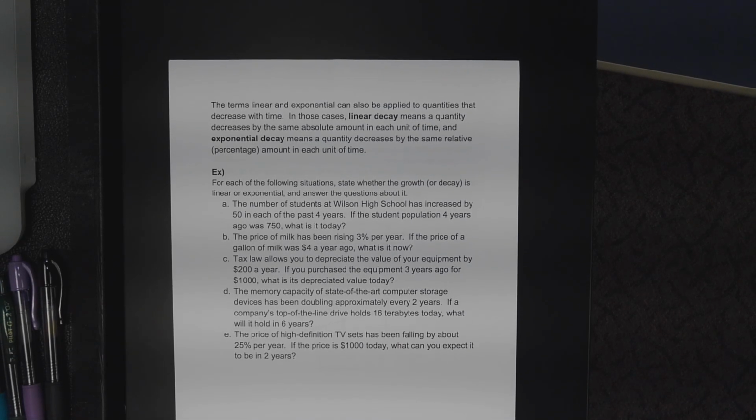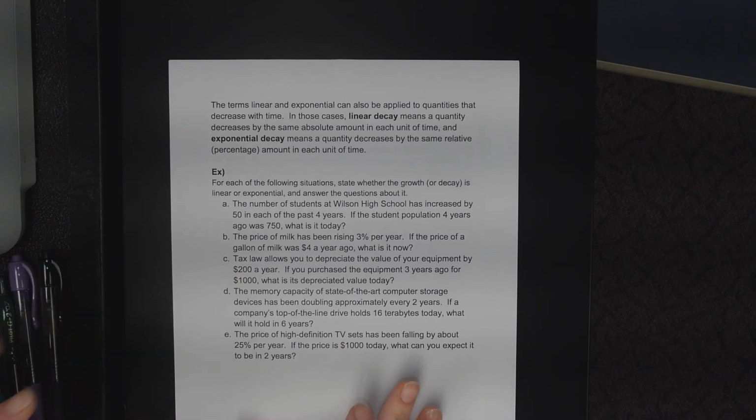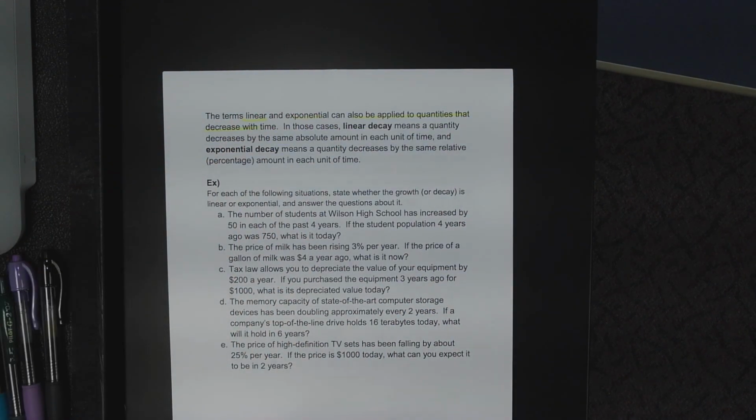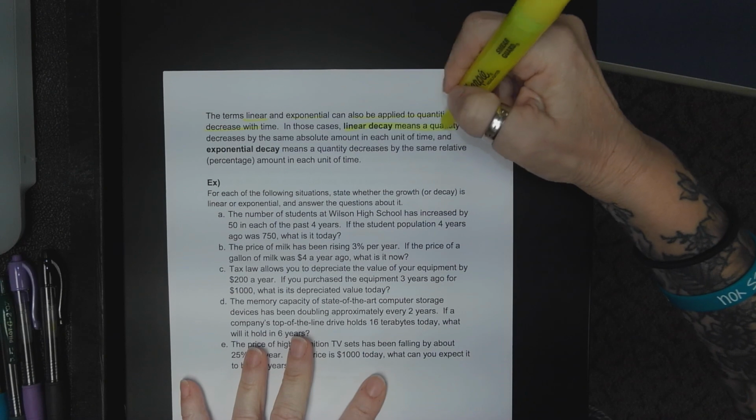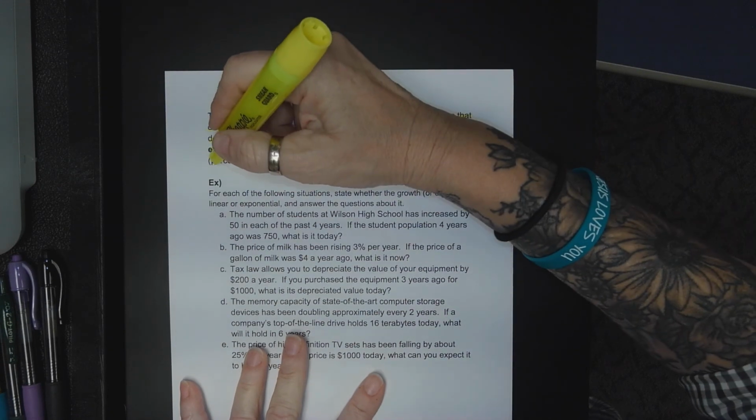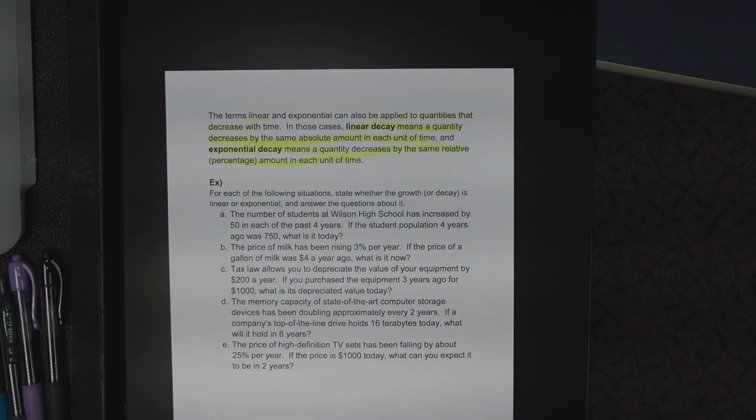Sorry about that. So the terms linear and exponential can also be applied to quantities that decrease with time. In these cases, linear decay means the quantity decreases by the same absolute amount in each unit of time. And exponential decay means the quantity decreases by the same relative or percentage amount in each unit of time. So for each of the following situations, state whether the growth or decay is linear or exponential and answer the questions about it.